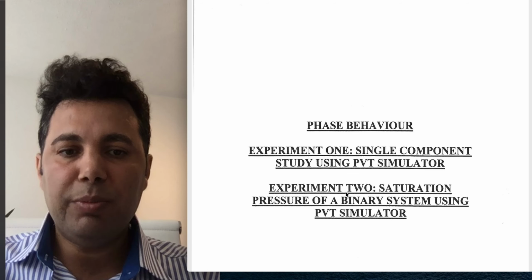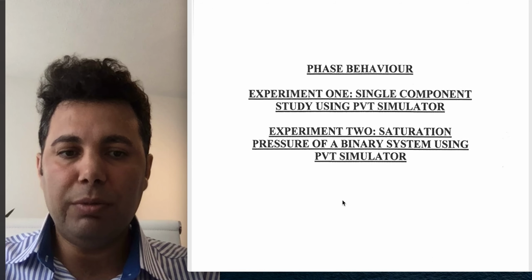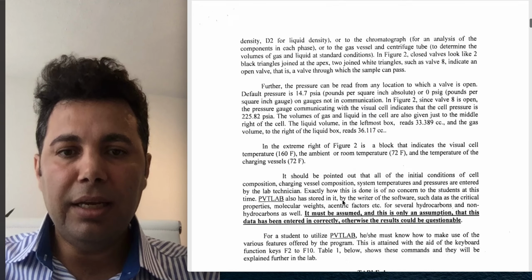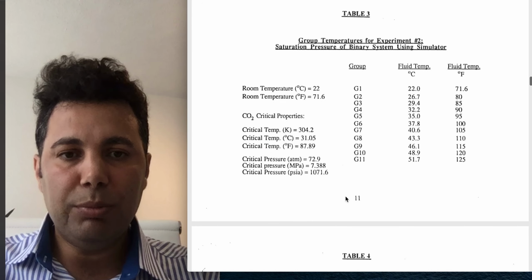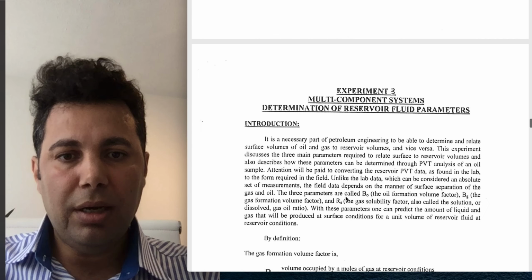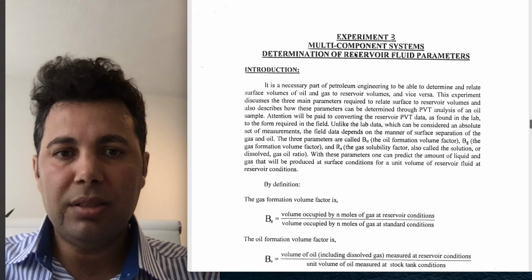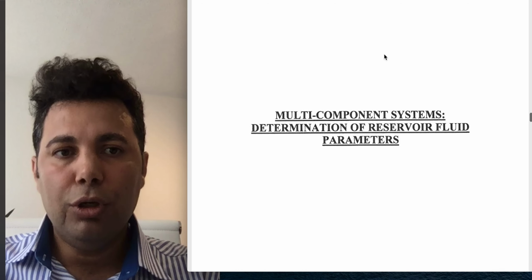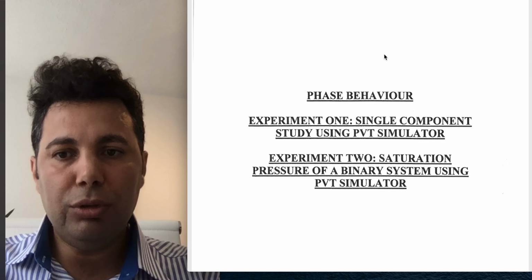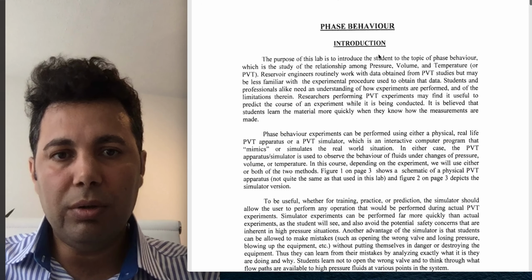And then we'll do experiment number two, which is the saturation pressure of a binary system. And then at the end, we will have lab number three, which is a study of the multi-component systems. So today, what you need to do is to go over our lab number one.